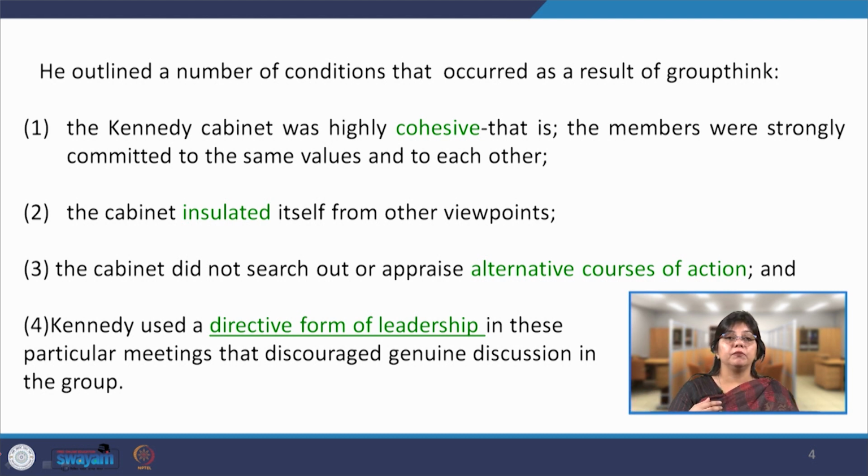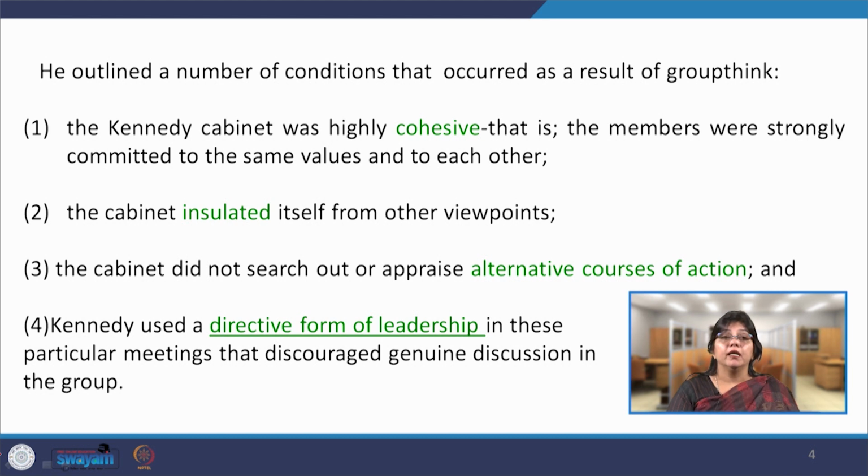Now, here insulated means that they protected themselves from being affected by any other external factors that can change their decision, that can change the level of the consensus. So, the cabinet insulated itself from other viewpoints. They stopped themselves from taking the opinion of other sources or members of the group. At the same time, the cabinet did not search out or appraise alternative courses of action, and Kennedy used a directive form of leadership in particular meetings that discouraged genuine discussion in that group.